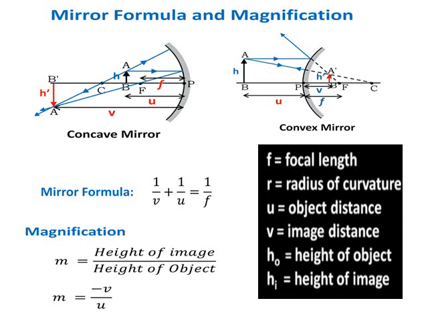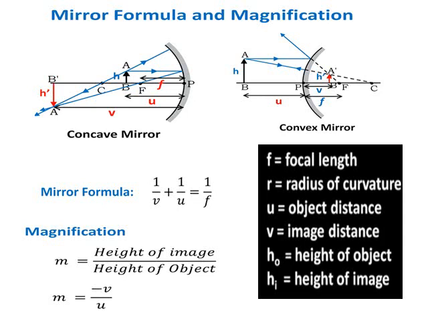So which is the object distance from the pole? BP is again the object distance U, and B dash P is the image distance, and the distance between P and F is the focal length. So when you have the values of U, V and F, we can express the mirror formula as 1 by V plus 1 by U is equal to 1 by F.